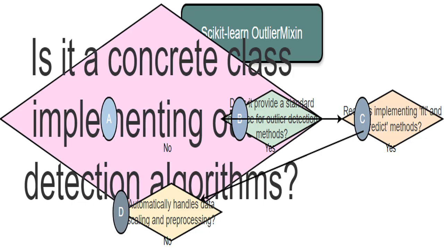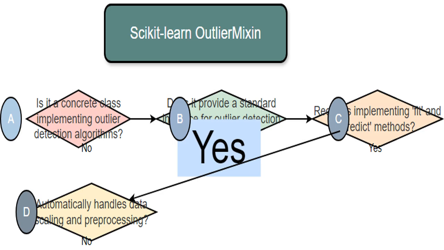This refers to a specific class within the scikit-learn library. Scikit-learn is a popular Python library for machine learning. The OutlierMixin is a special kind of class that doesn't directly perform outlier detection itself, but provides a blueprint for other classes that do. Yes, it does.